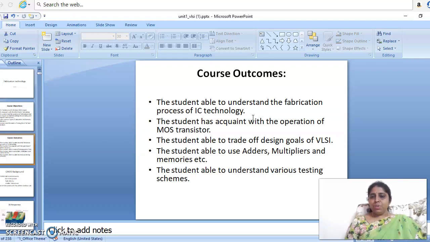Student will be able to understand various testing schemes, because ultimately testing is the one which is needed, which says that our design is correct or wrong. So these are all the course outcomes.